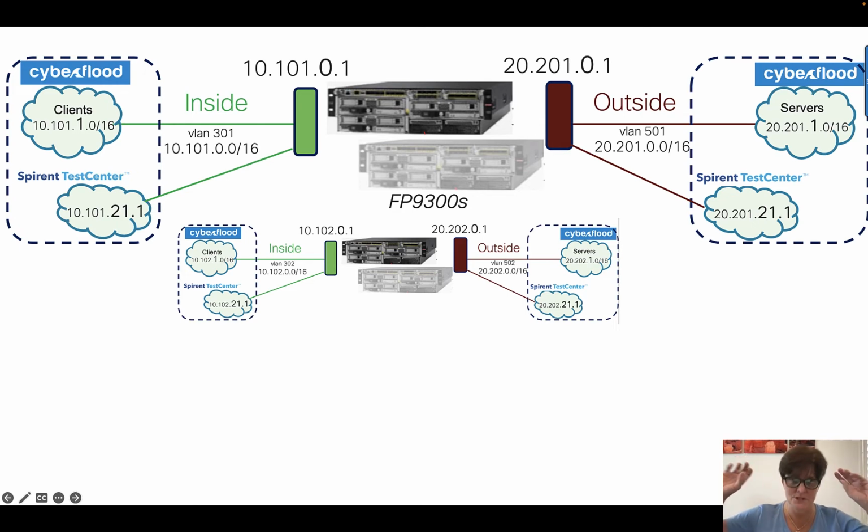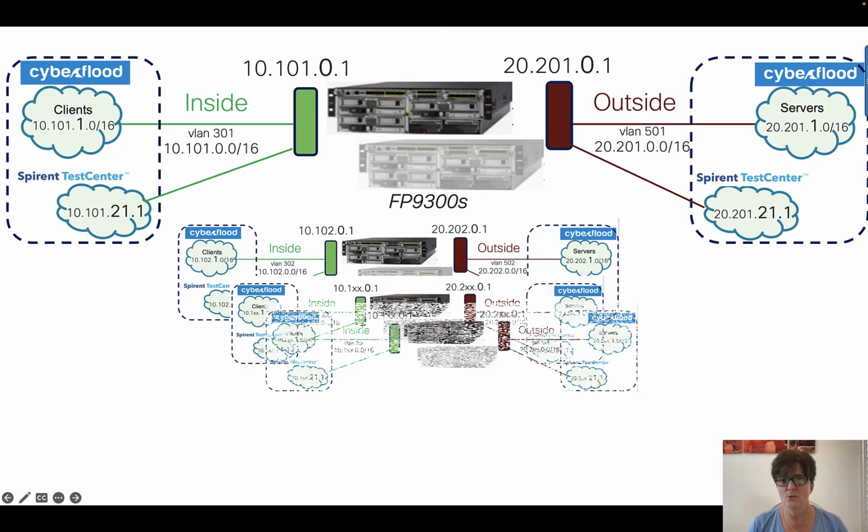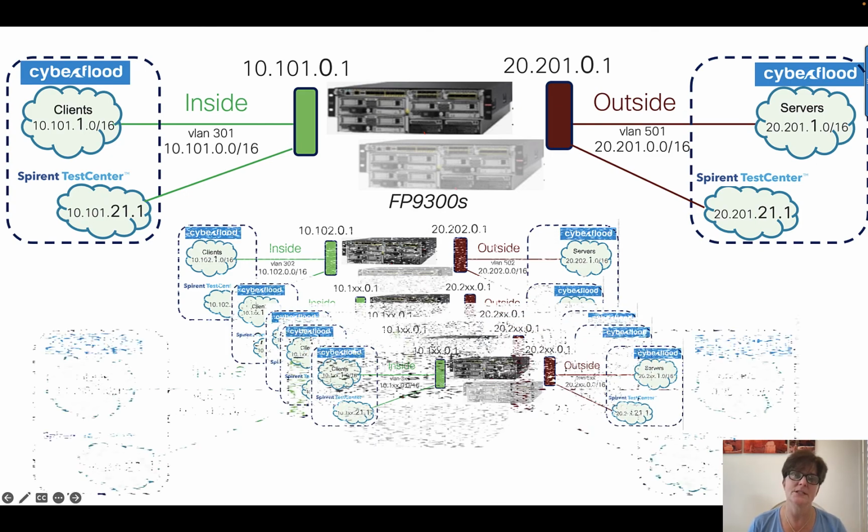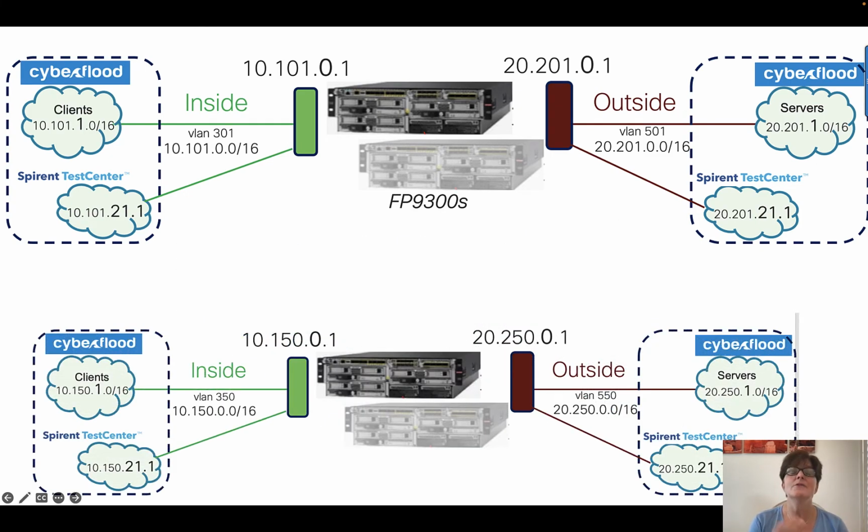Obviously, I have different traffic generators. So now instead of my clients being 10.101.1 and 20.201.1, they're now 10.102.1 and 20.202.1. And so on and so on and so on until I get to the 50. And so this is the 50.